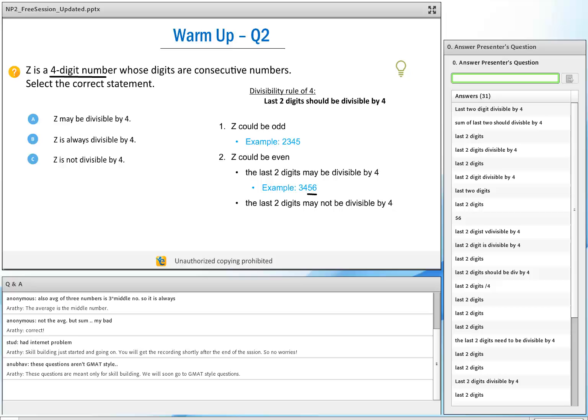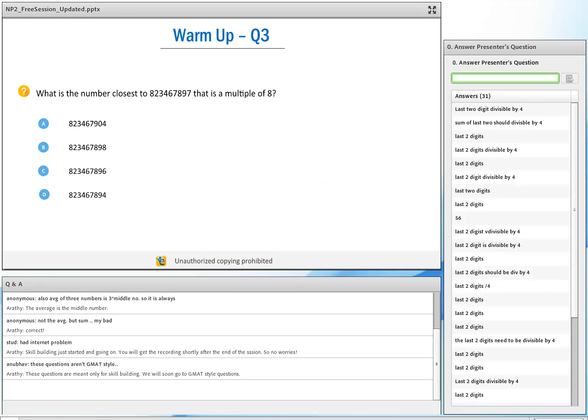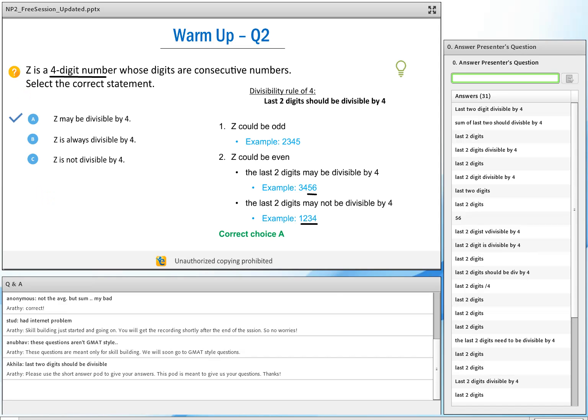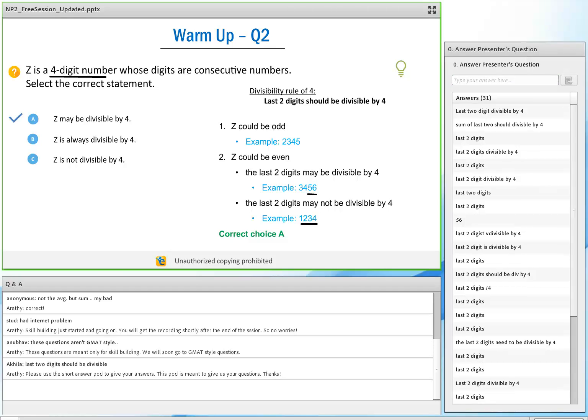Also, there could be a scenario where z is not divisible by 4. For example, if it's 1, 2, 3, 4. So the correct answer is there is a possibility that z is divisible by 4, and there's a possibility that z may not be divisible by 4. So the correct answer is choice A, which is z may be divisible by 4. So both possibilities exist over here. Okay. Now let's go to the third one.